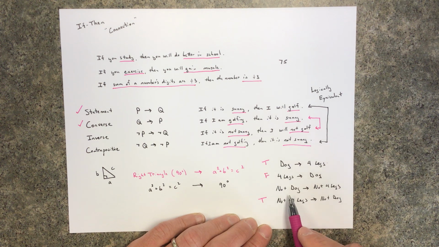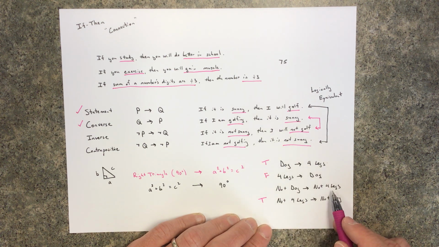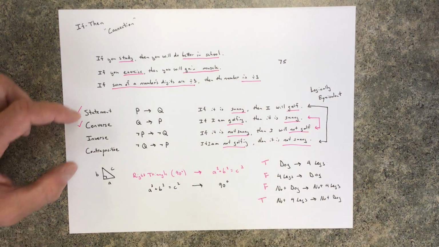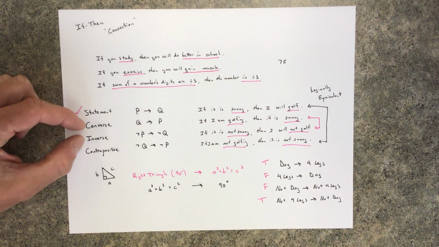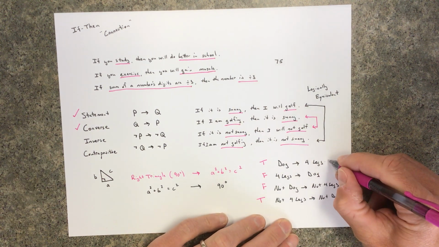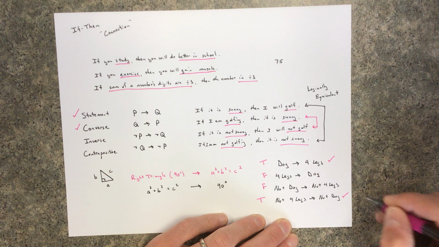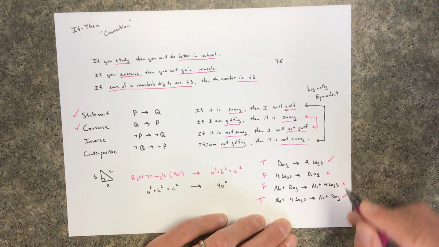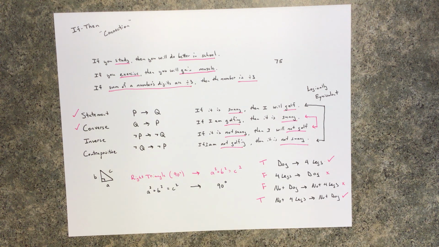And then this is also the same thing. If you're not a dog, that means you don't have 4 legs. Well, no, because you can be a cat and then you still have 4 legs. So this is false. Again, I'm not saying that every single time the statement and the contrapositive are true and both of these are false, but I am saying that if this guy is true, then this guy is true. If this guy is false, then this guy will also be false because they are logically equivalent.